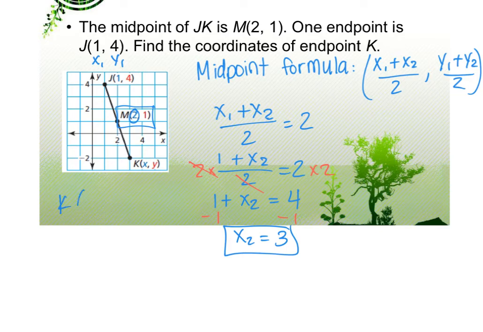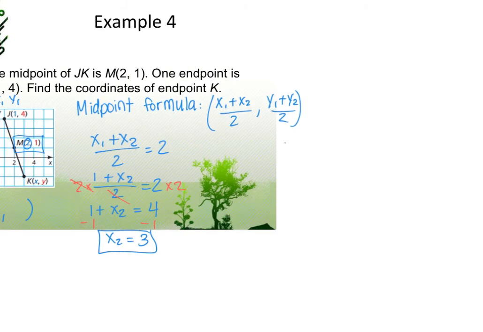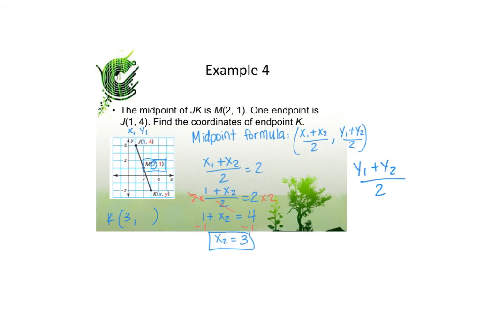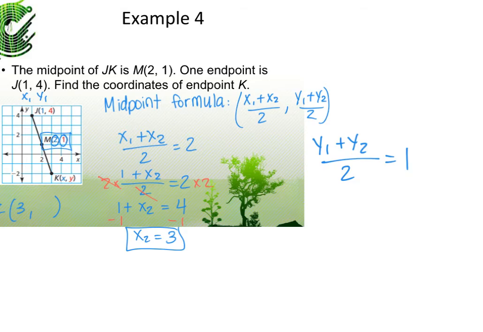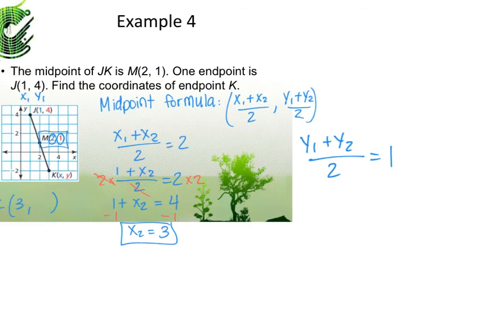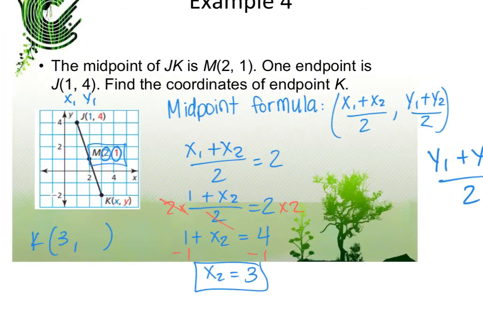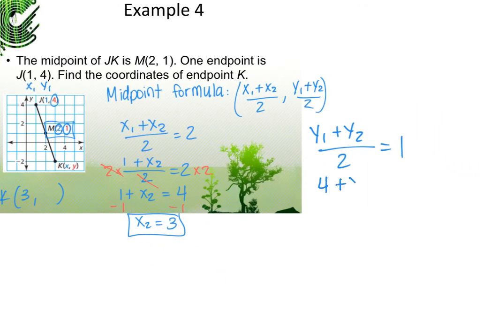So we can say K is going to be at (3, and now we are searching for that y2 coordinate, okay? All right, let's go ahead and start it out. (y1 + y2)/2 is going to be equal to our y coordinate for M, which is 1. Okay? So now, we know what y1 is because it gave it to us from J. It's 4, okay? So now we're going to plug in (4 + y2)/2 = 1.